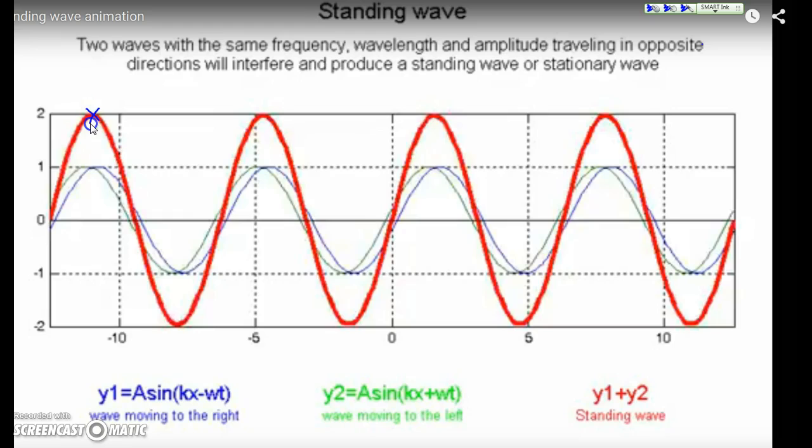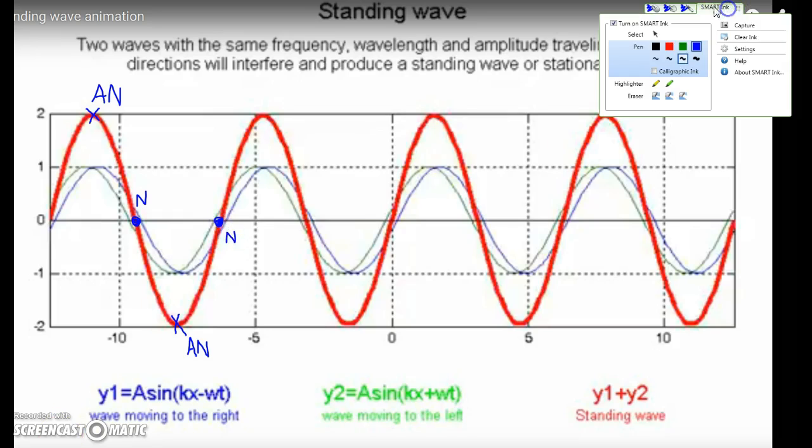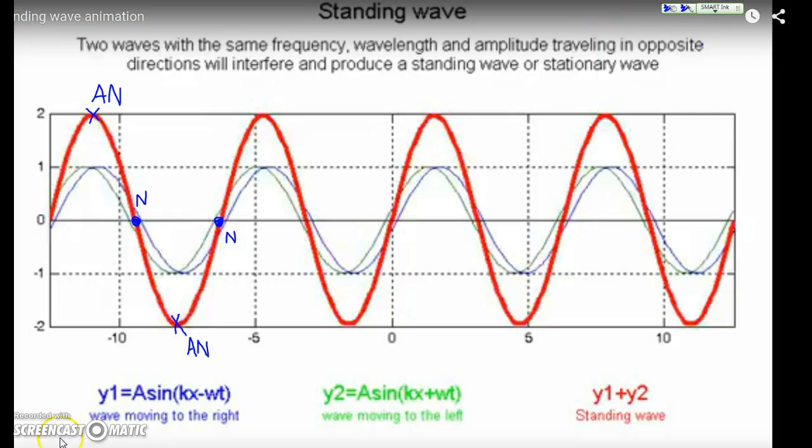Here is the location on a string. Remember, the red line represents a piece of string that's shaking up and down. So here, supposedly, is an antinode, and here is a node. And again, here's an antinode, and here is a node. And it continues. So let's watch the simulation in slow motion and see whether the things we wrote down are true. Select. Okay. Here we go.